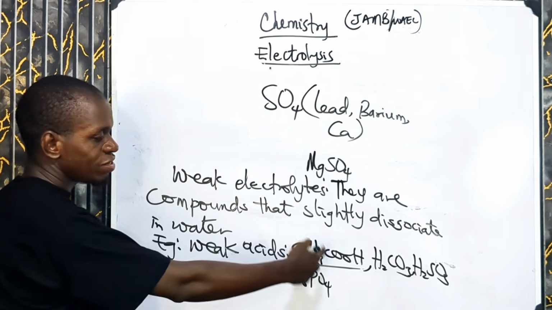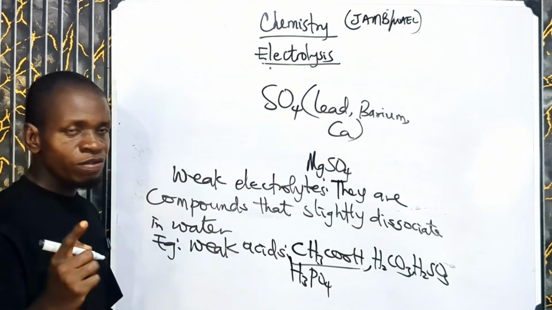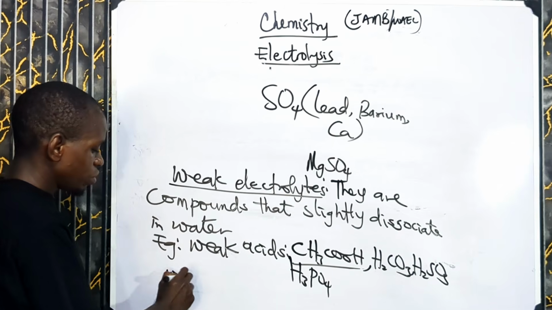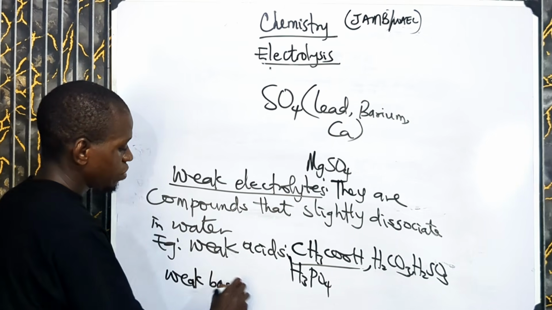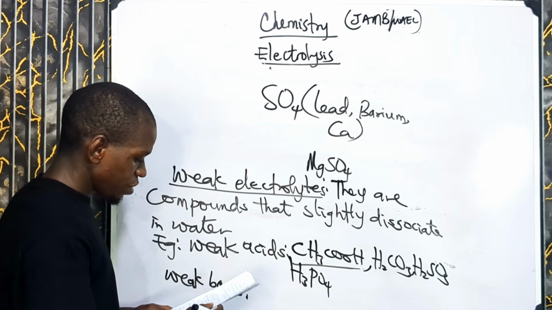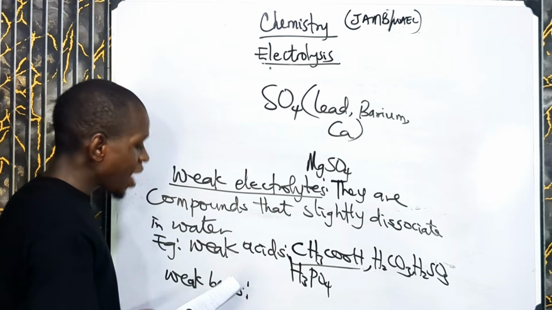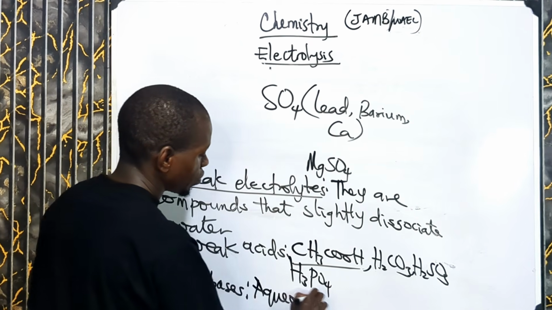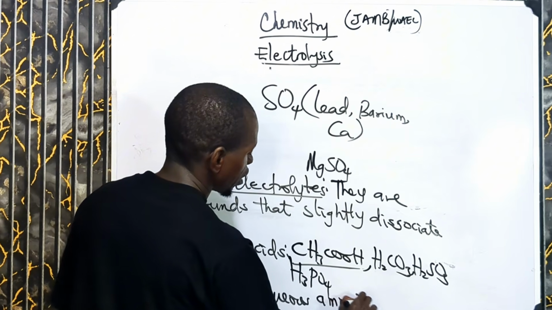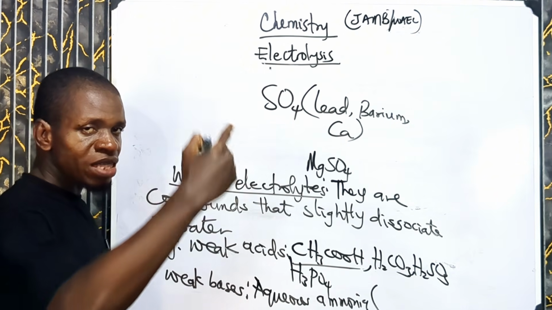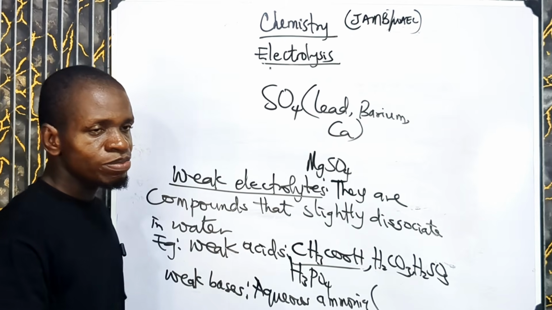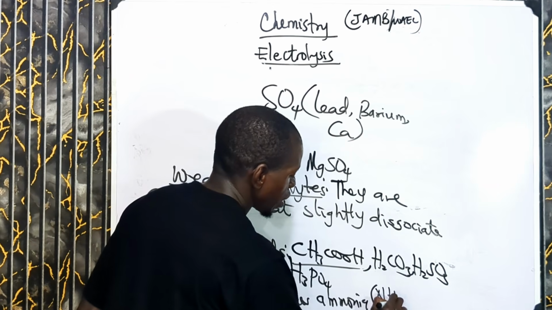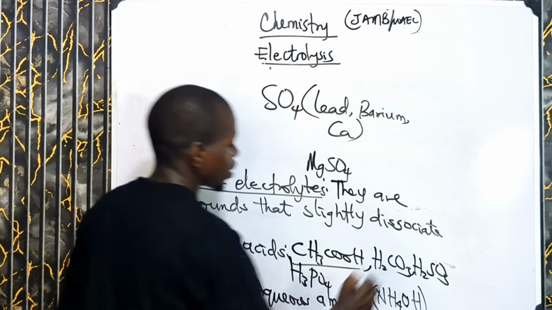Since these weak acids will give you weak electrolytes, another example is the weak bases. What are the weak bases that we have? We have aqueous ammonia. Aqueous ammonia is something I pointed out when I was mentioning strong electrolytes. Ammonium hydroxide is called aqueous ammonia.